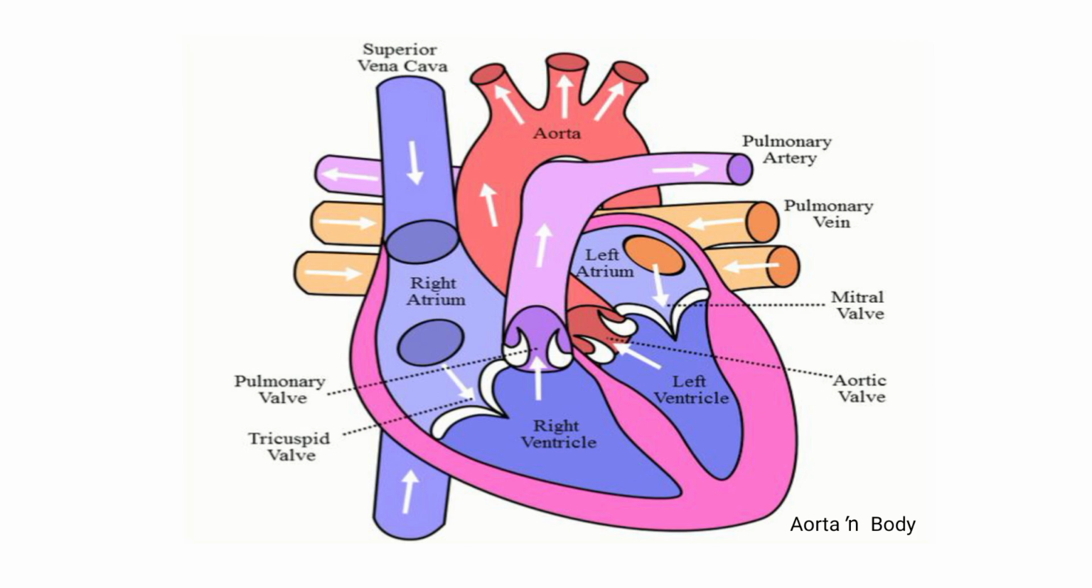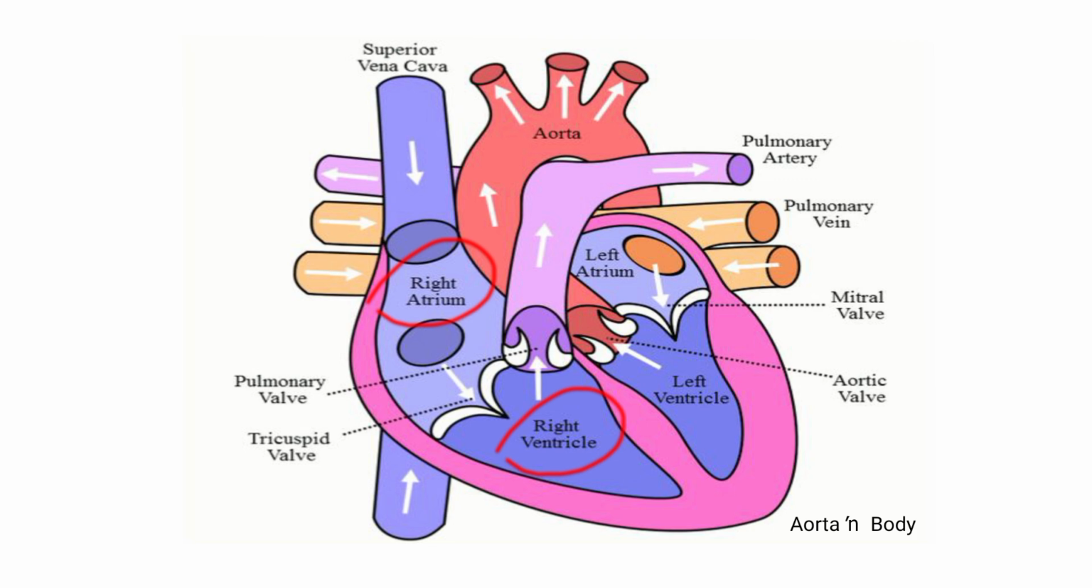1. Deoxygenated blood, oxygen poor, enters the heart from the superior and inferior vena cava into the right atrium. 2. From the right atrium, blood passes through the tricuspid valve into the right ventricle.